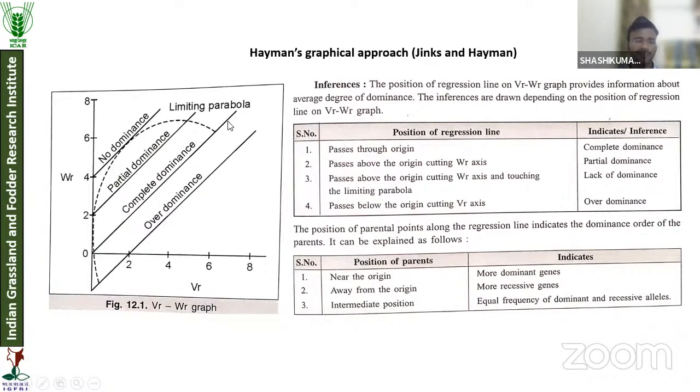So looking at the Vr and Wr graph, you can decide whether the trait shows dominance, over dominance, or partial dominance. If the trait has complete or over dominance, you go for hybrid development. If there is no dominance or partial dominance, then you go for varietal or synthetic development. And the parents placed near the origin carry more dominant genes, and those parental lines are superior, so you pick those parents for hybrid development.